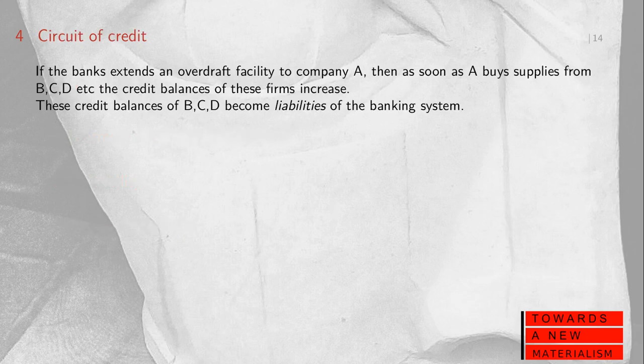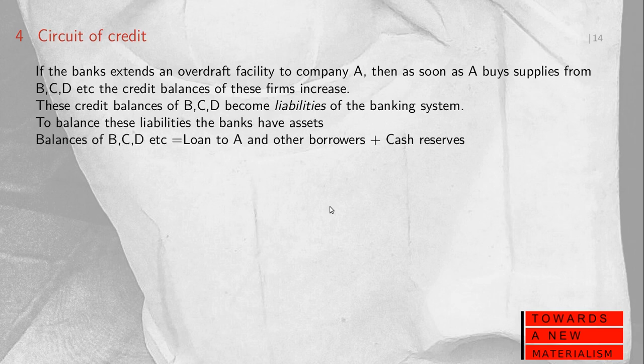So, what determines the interest rate in this picture? If a bank extends an overdraft facility to Company A, then as soon as Company A buys supplies from Companies B, C, and D, the credit balances of these firms increase. Company A writes them a check. Companies B, C, and D, when they get the checks, pay them into the bank. Their credit balances go up and the debit balance of A goes up. So A appears as a debtor to the bank and B, C, and D become creditors of the bank. And these credit balances of B, C, and D become liabilities of the banking system.